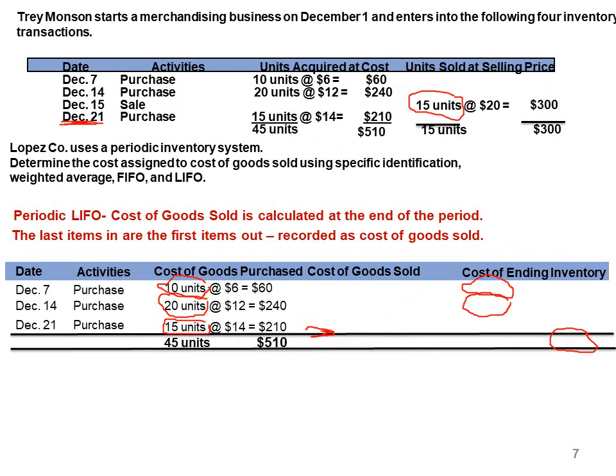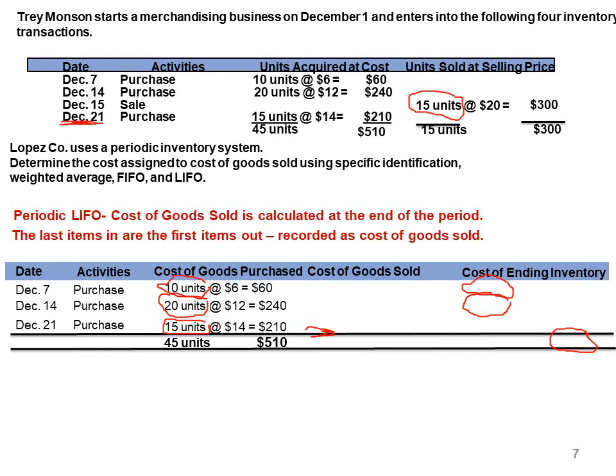Now let's move to the third assumption, which is LIFO. LIFO assumes that the most recent units brought in will be the first units sold. However, the difference between periodic and perpetual concerning LIFO is that under periodic we calculate the cost of goods sold only once, at the end of the period. We don't do it like we did under perpetual, where we calculate the cost of goods sold each time a sale is made.